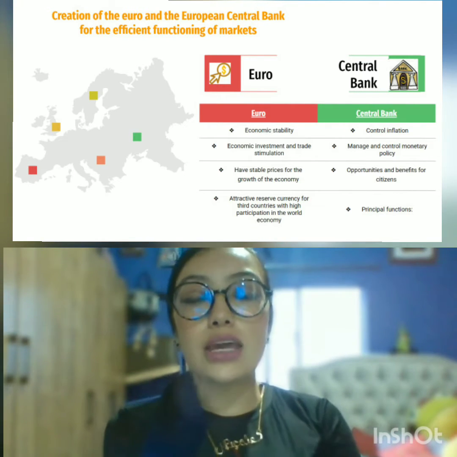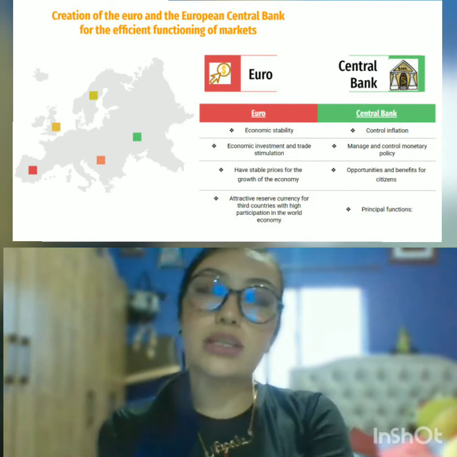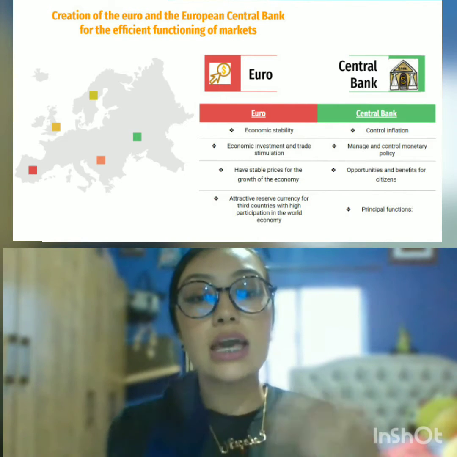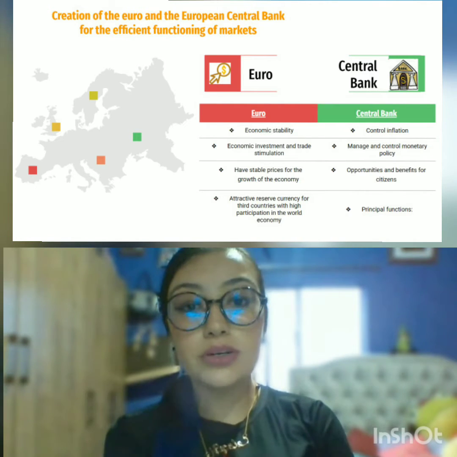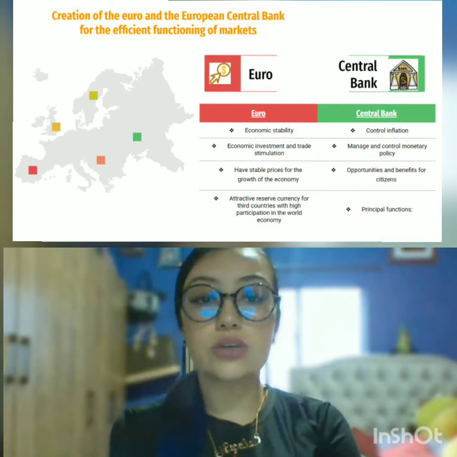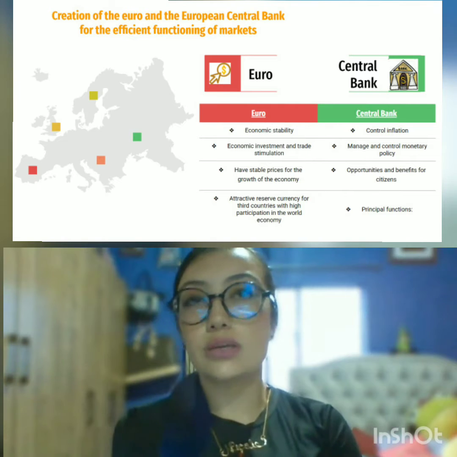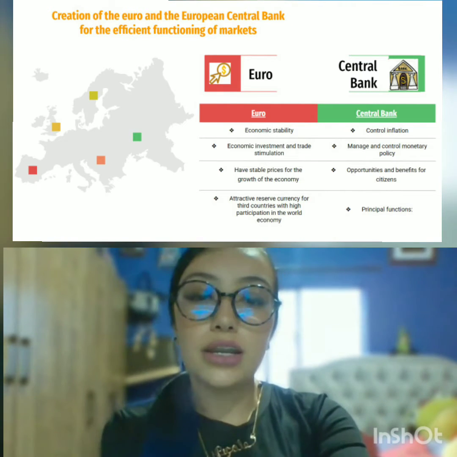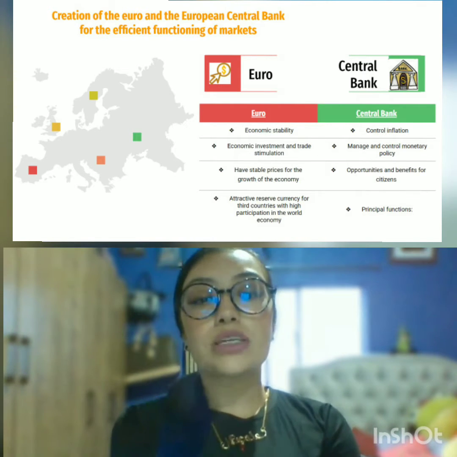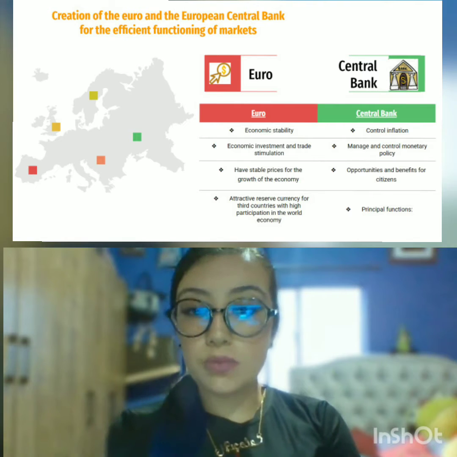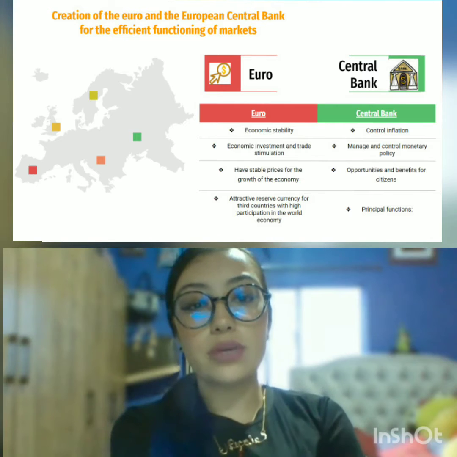The second part of the euro is economic investment and trade stimulation. This part is very important because the euro stimulates cross-border trade and investment for all economic agents, from consumers who expect products at the lowest cost to companies who acquire more services and large institutions that invest. And the third part of the euro is stable prices for the growth of the economy. This part talks about the activity of the central bank, which keeps prices stable and contributes to the growth of the economy and the creation of jobs.